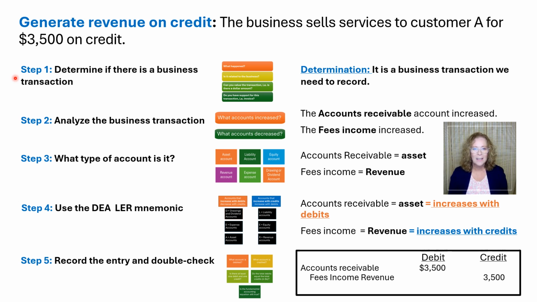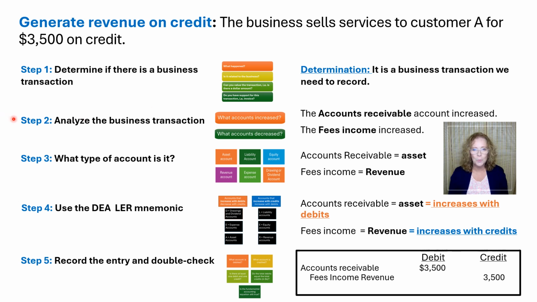Yes. Can you value the transaction, meaning is there a dollar amount? Yes, the dollar value is $3,500. Do you have support for the transaction? Yes. The business invoices the customer, meaning there is an invoice as support. Based on this information, we can tell that this is a business transaction that we need to record.